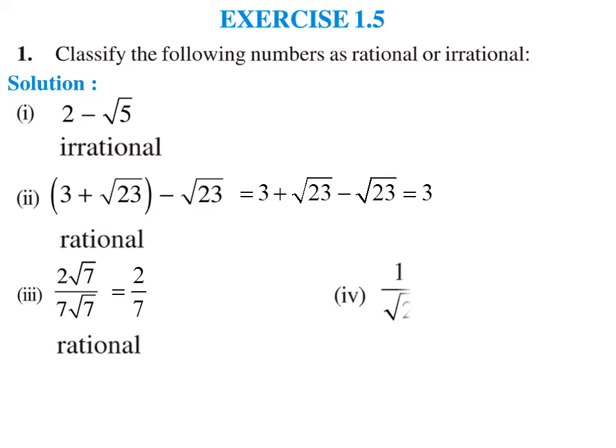Next, the fourth one, 1 divided by root 2. Again 1 is rational and root 2 is irrational, so the result is also an irrational number. Now the fifth question, 2 pi. Now pi is an irrational number, so multiplying by 2 is also irrational. So this is again an irrational number. So this is the way you can solve it.